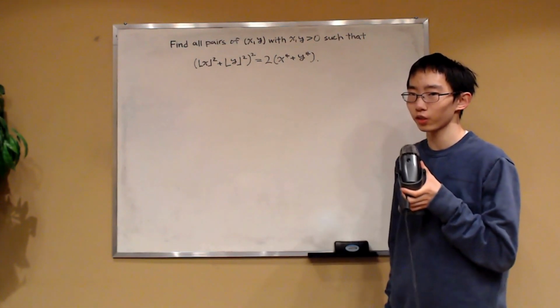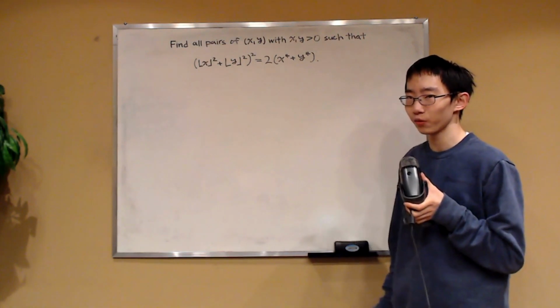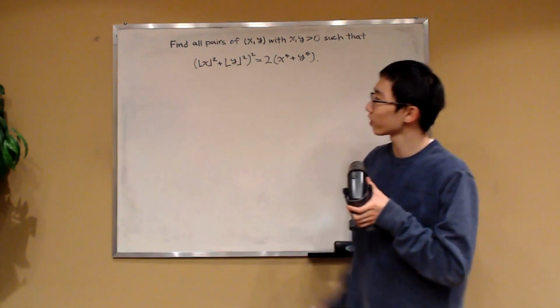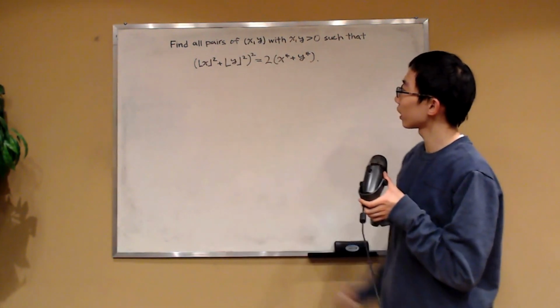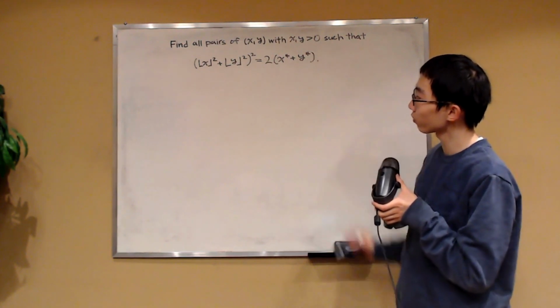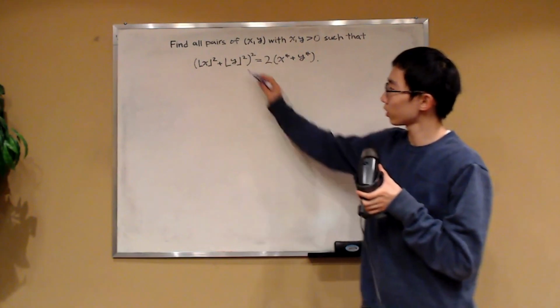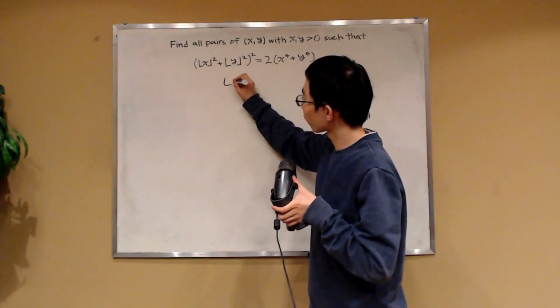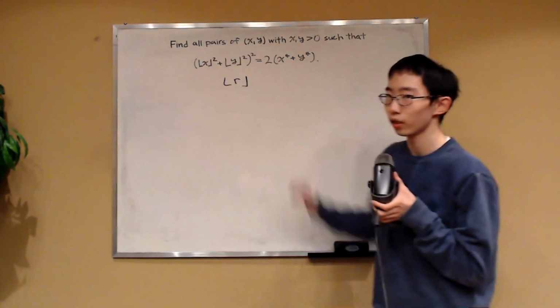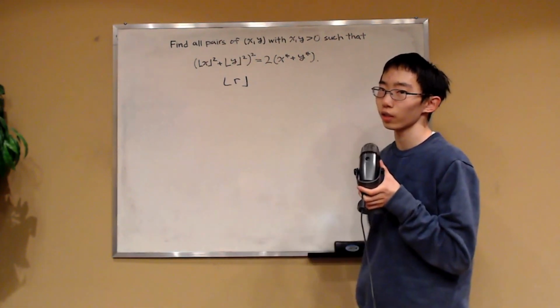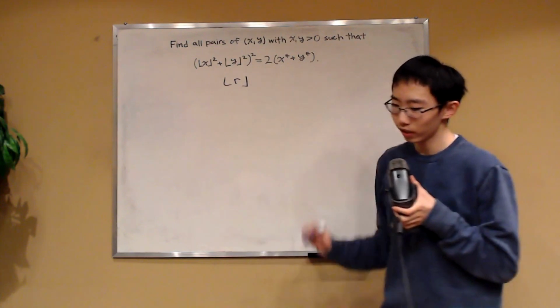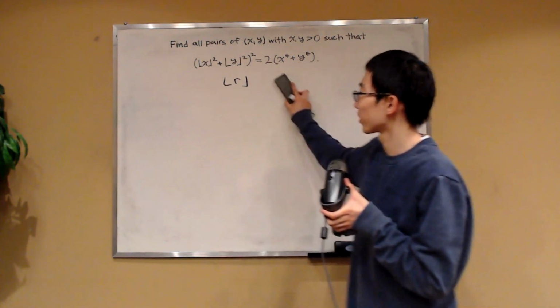This is a very interesting and beautiful equation with floor functions. We want to find all pairs x, y with x and y being positive such that this equation holds. Now, note that this notation, the floor of r for any real number r, is the greatest integer less than or equal to r. Okay, so that's the definition of the floor function.